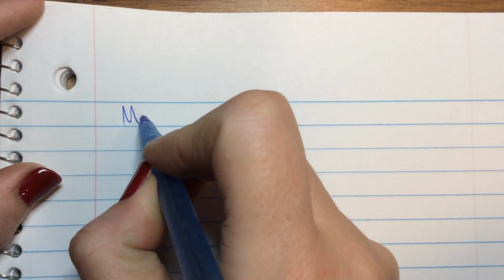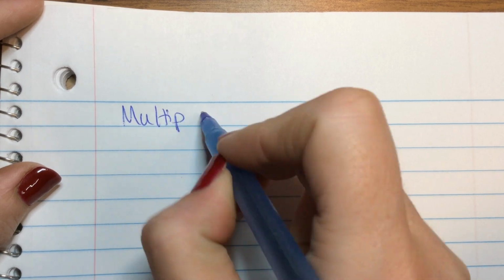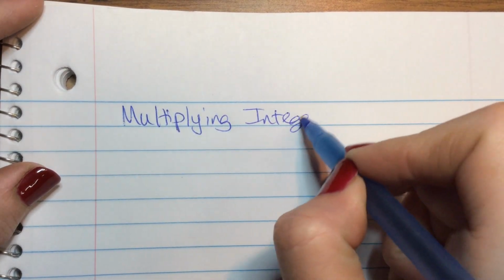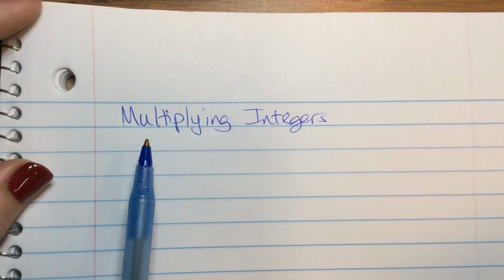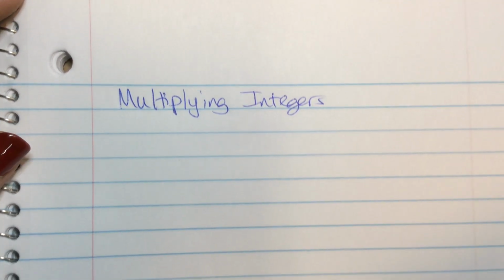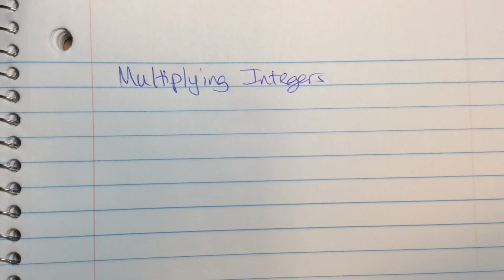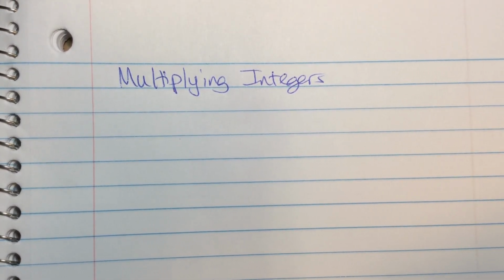Okay, in this video we're going to learn how to multiply integers. Multiplication and division are easier than adding and subtracting. So if you've been having trouble, maybe this is going to help, because when multiplying, you can just use your multiplication chart, and there's a really simple rule.